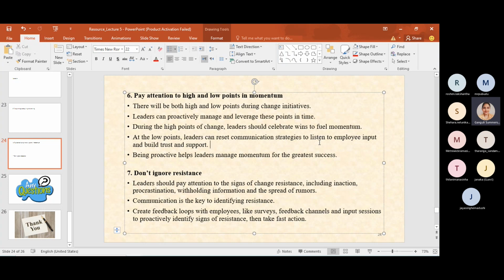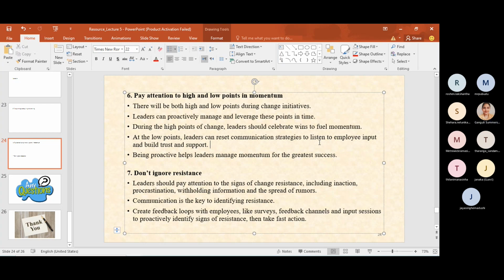And during low points, you should communicate with your employees. You should be more empathetic towards them. You need to communicate with your employees and see if they need any additional support or reassurance. So at low points, that is how you should behave as a leader. You should see if they are feeling all right, and whether they need any emotional support or educational support.